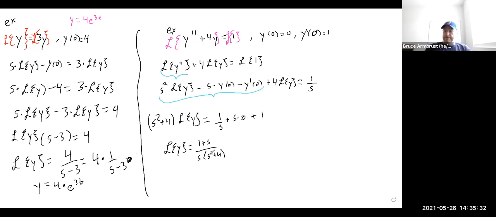Let's break this apart and kind of work our way backwards and see if we can figure out what this function is. So we'll go ahead and use partial fractions again. So we're going to need A over s and then Bs plus C over s squared plus 4. That's how we want to break it down. So that gives us A times s squared plus 4 plus s times Bs plus C. And that's going to have to equal 1 plus s.